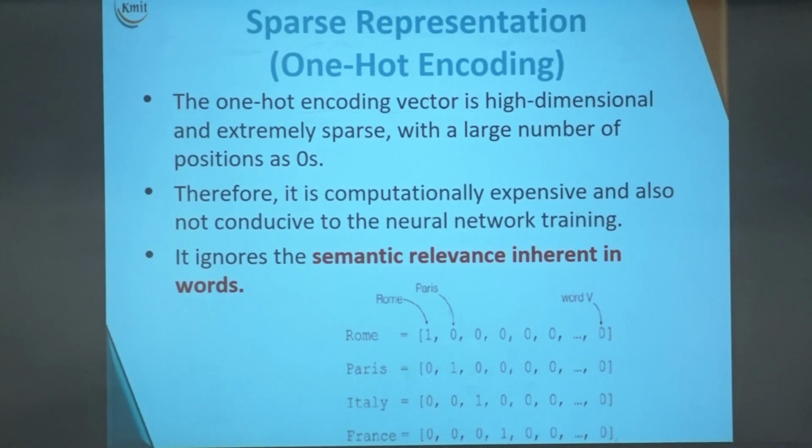How can I say it is computationally expensive? The length of the vector becomes too large if you have a large amount of text input. It is also not conducive to neural network training. Also, it ignores the semantic relevance inherent in the words. Very, very important. So what is this semantic relevance? Here, all these words are taken as different entities.